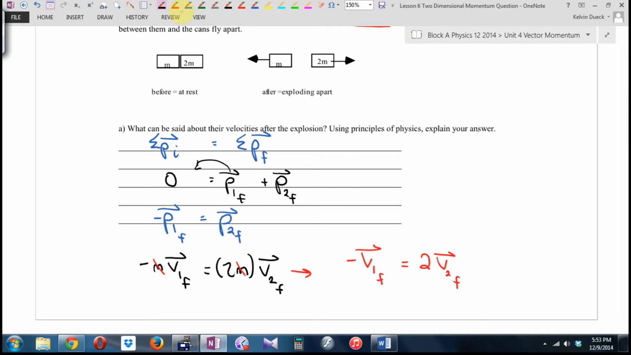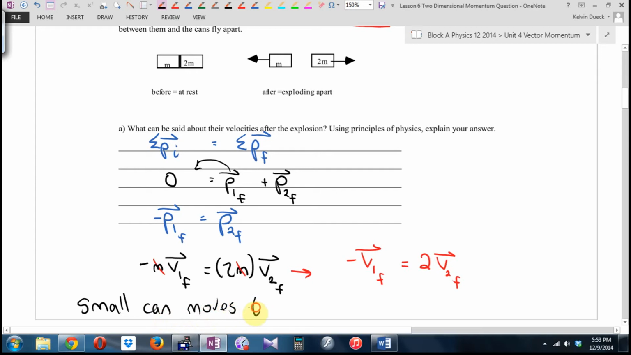Here's our conclusion. Small can moves twice as fast, opposite direction. Which in hindsight makes sense. You got half the mass, you should get twice the speed. Well, twice the velocity since momentum's a vector. But there's a lovely algebraic proof.